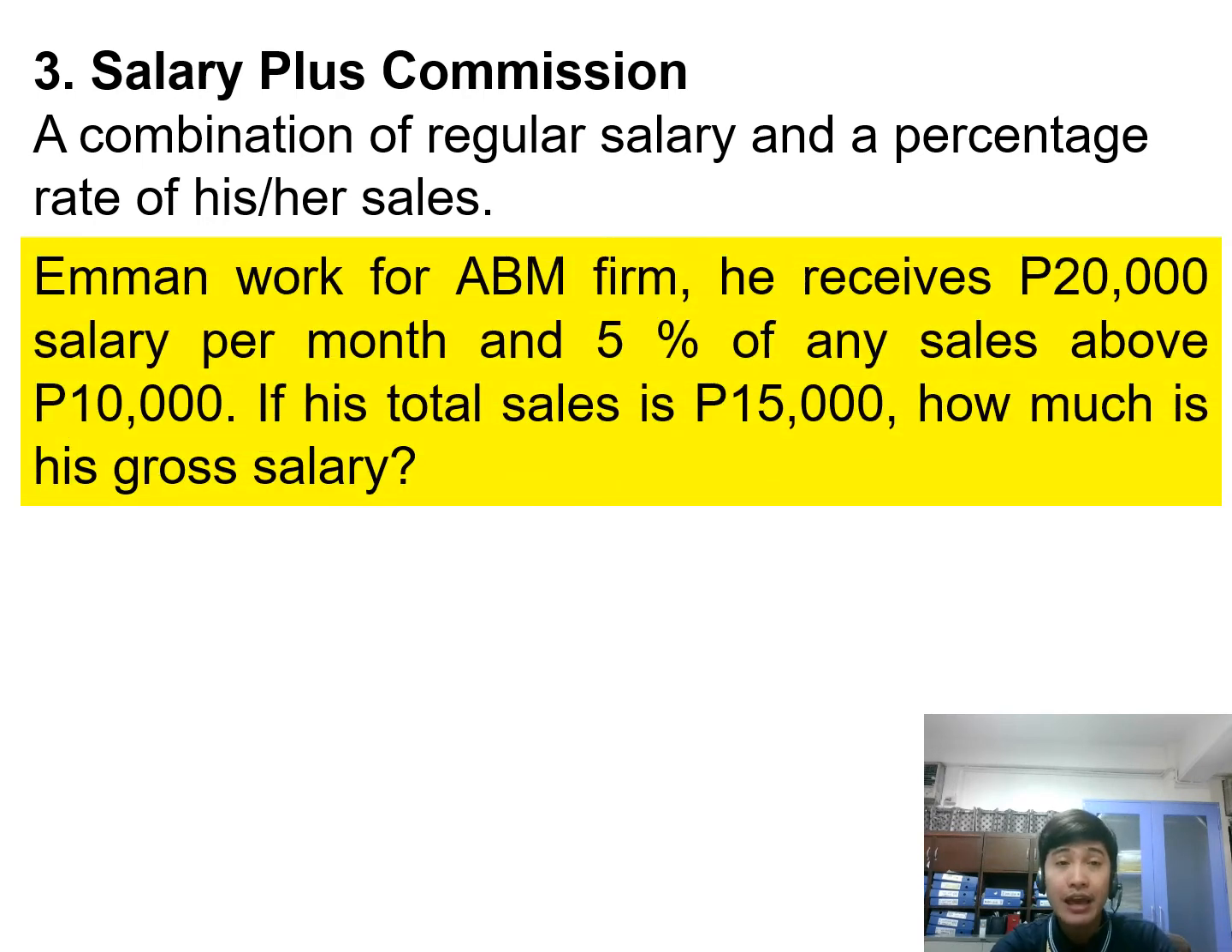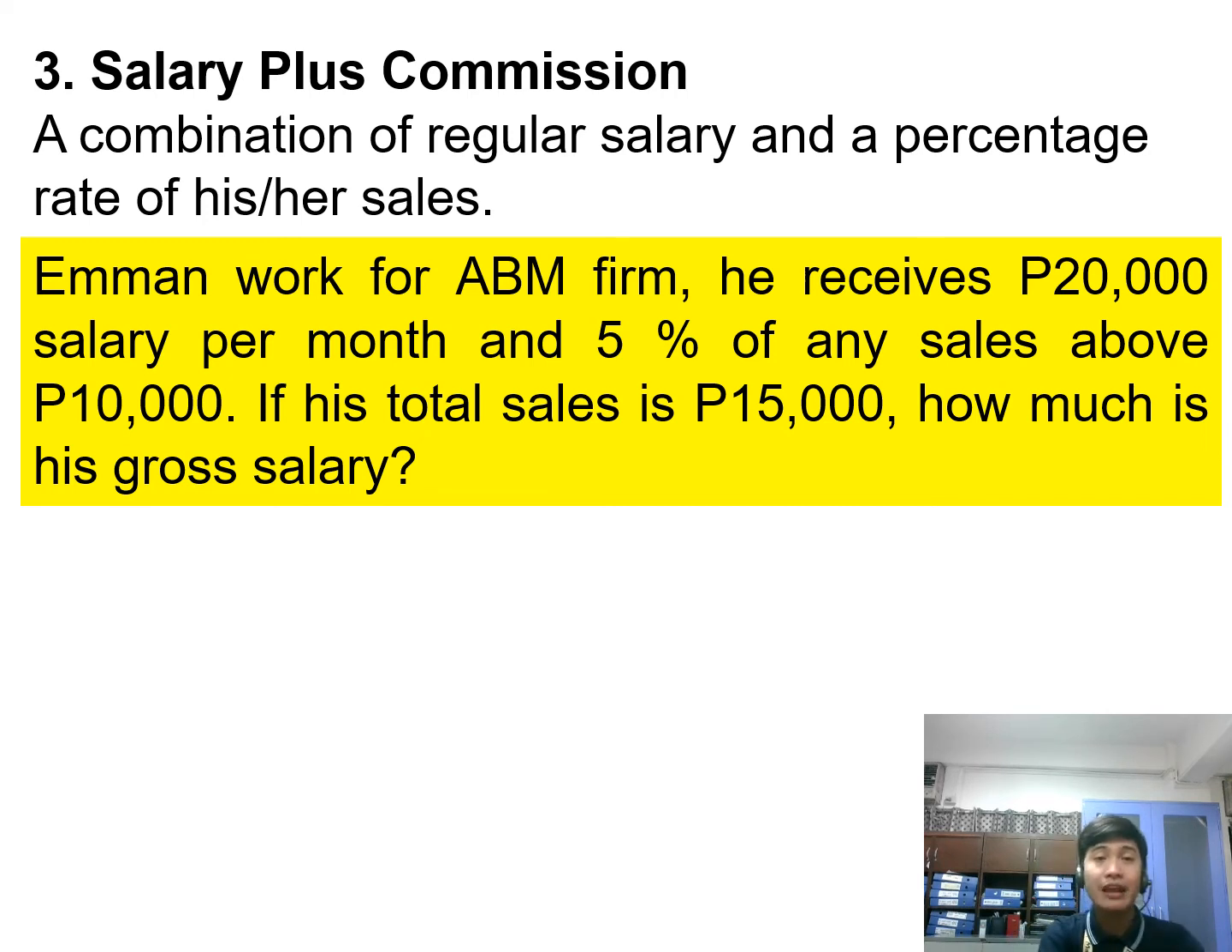Let's have this problem. Eman works for ABM firm. He receives 20,000 pesos salary per month and 5% of any sales above 10,000 pesos. Okay, so yung 20,000, yun ay fixed salary niya. Whether makabenta siya o hindi, meron siyang 20,000 pesos. And then, 5% of any sales above 10,000, yung sosobra sa 10,000 pesos, kuhanin mo yung 5% nun, yun yung idadagdag sa 20,000. Yun yung magiging gross niya. Okay? In this particular problem, it was mentioned that his total sales is 15,000 pesos. How much will be his gross salary?